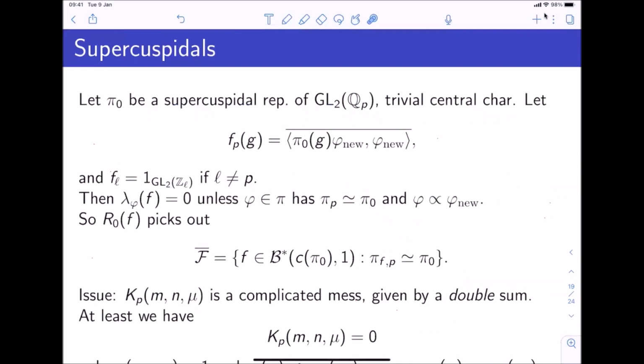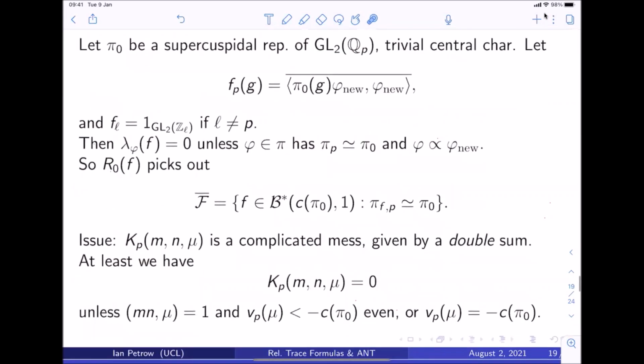Okay, but the advantage now, after we've redone this adelically, is that now I can put in supercuspidal representations and have generalized Kuznetsov formulas for supercuspidal representations at P. So let me explain what I mean by that. Let me fix pi 0 to be a specified supercuspidal representation of GL2 Q_P. I'm always just interested in trivial central character. And so I choose my test function to be the standard test function at all the unramified places, and at P, I'm going to choose it to be this matrix coefficient. So it's the diagonal matrix coefficient with respect to the new vector.